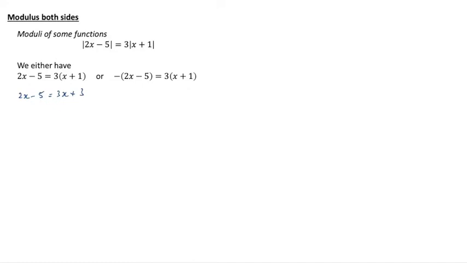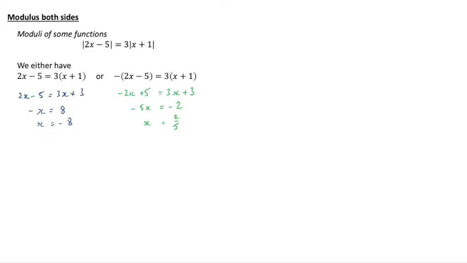So 2x minus 5 equals 3 brackets x plus 1. That means 2x minus 5 equals 3x plus 3, which means that minus x equals 8. So we've subtracted 3x and added 5 to both sides, and x is therefore minus 8. The alternative is that we have minus 2x minus 5 in brackets, which is minus 2x plus 5, and the 3x plus 1 equals 3x plus 3. Then we subtract 5 from both sides and subtract 3x from both sides. That gives us minus 5x equals minus 2, and x equals 2 over 5.